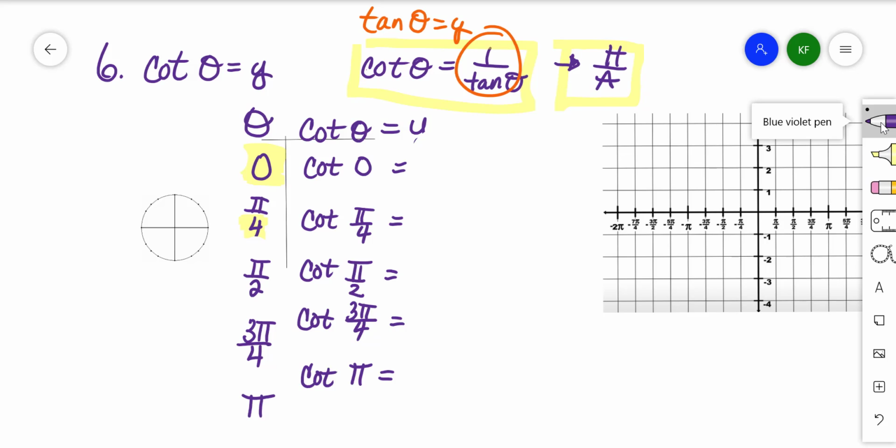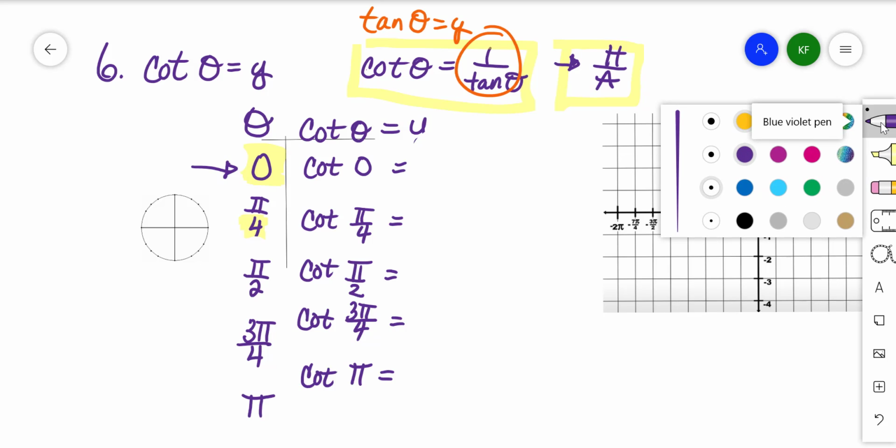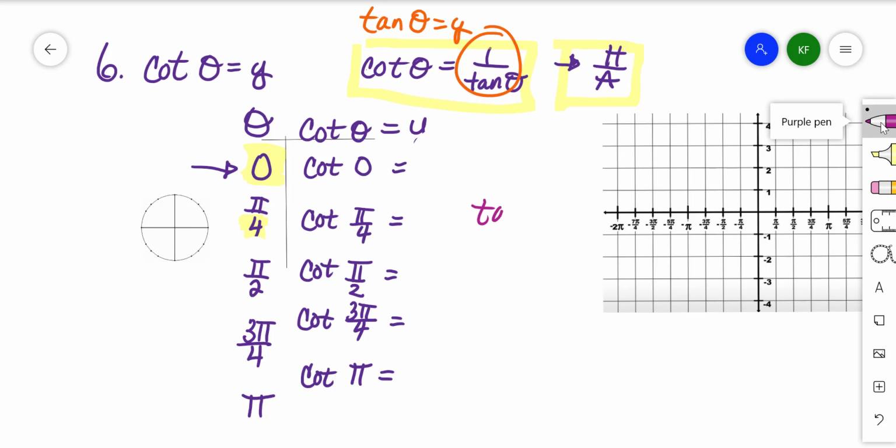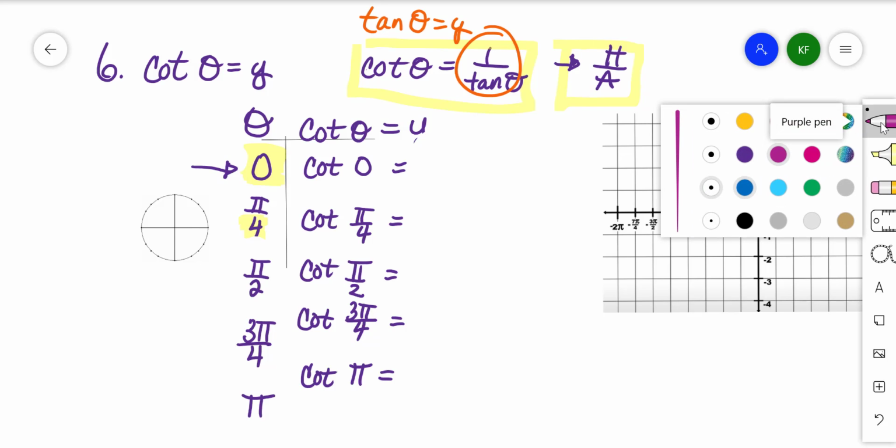Another thing I want to point out is this graph starts at 0. If you recall, the tangent graph starts at negative pi over 2. Remember, these are the critical points that get us that nice clean graph. So keep that in mind. That's something you're going to have to memorize or be aware of.